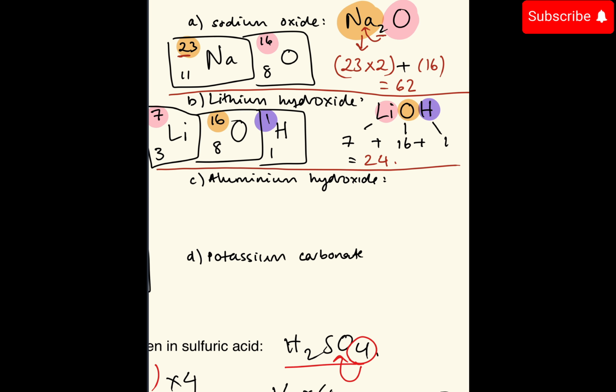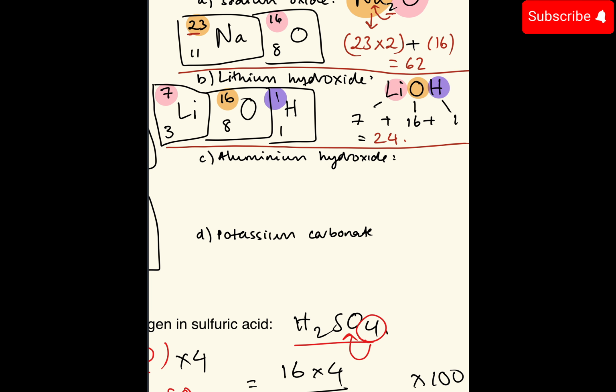Okay, moving on to the next one. Next one we're going to look at is aluminium hydroxide. Now, aluminium hydroxide has a formula of Al(OH) and then a 3 over there. Now, normally I've told you that the 3 goes for the element directly before it. However, we have something interesting, which are these brackets here.